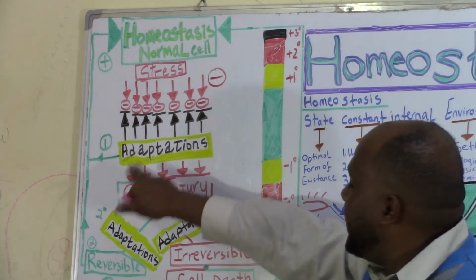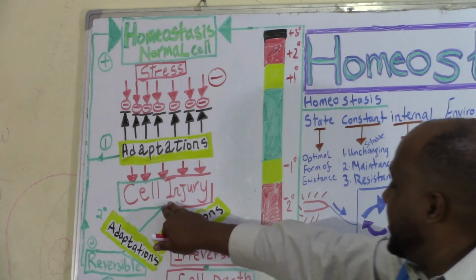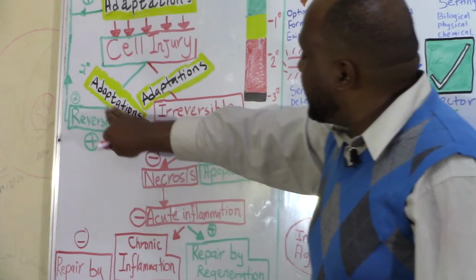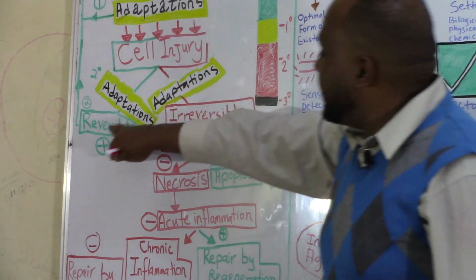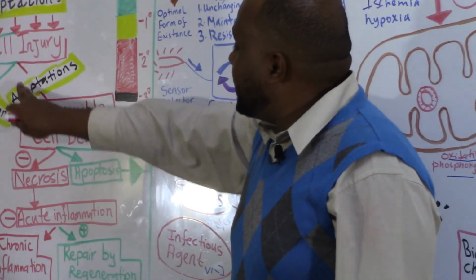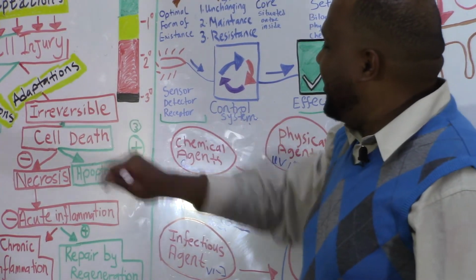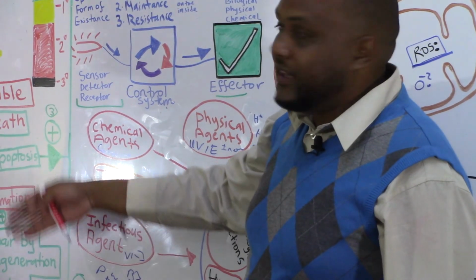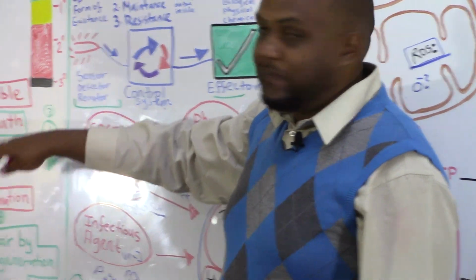can overwhelm the adaptive capabilities of the cell and cause cell injury, and then the cell will continue trying to perform compensatory adaptations. Sometimes the cell succeeds in reversing the injury and becoming homeostatic, but other times, depending on factors, it will become irreversible. And there are two types of cell death: apoptotic cell death.